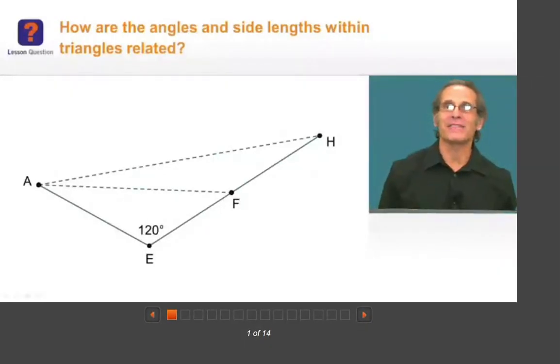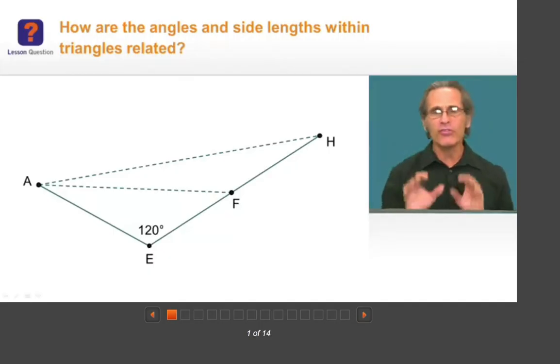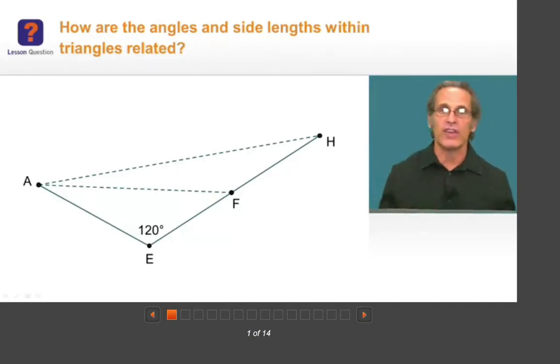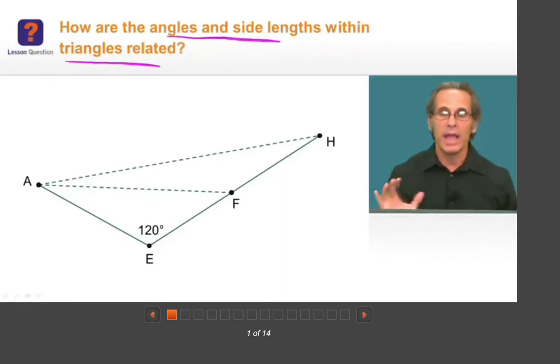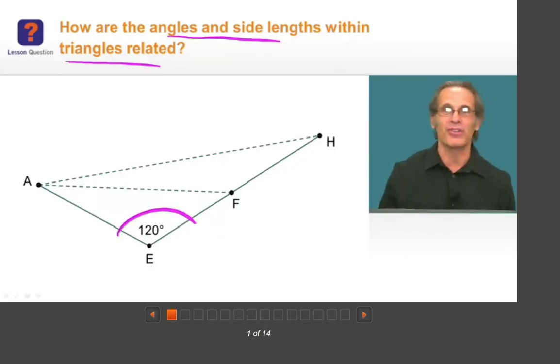You have learned how to classify triangles as acute, obtuse, or right, as well as equilateral, scalene, or isosceles. But how are angle and side lengths in a triangle actually related? Angle E in this triangle is obtuse, clearly, 120 degrees. Any triangle with angle E as a vertex is going to be an obtuse triangle.